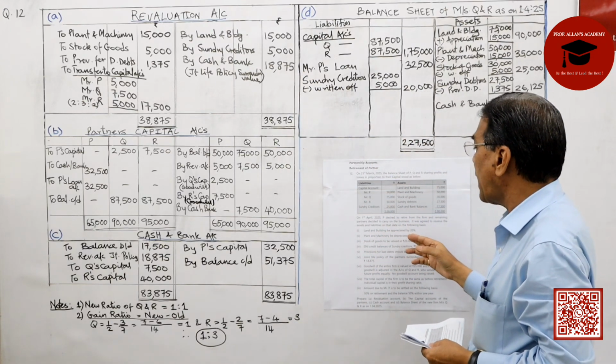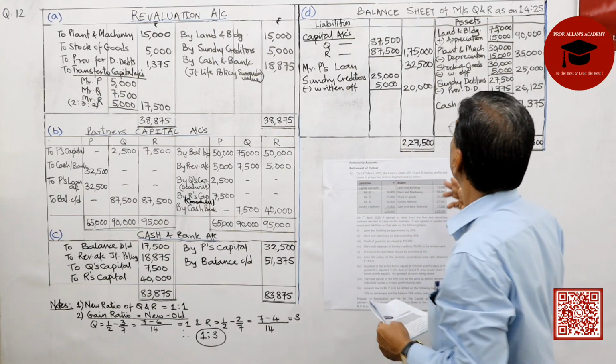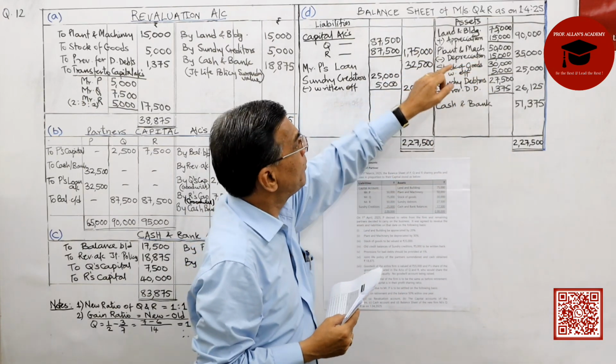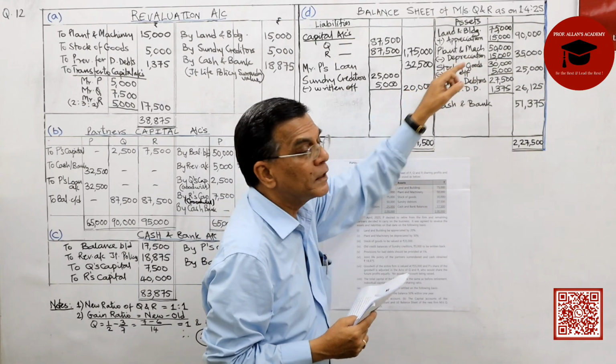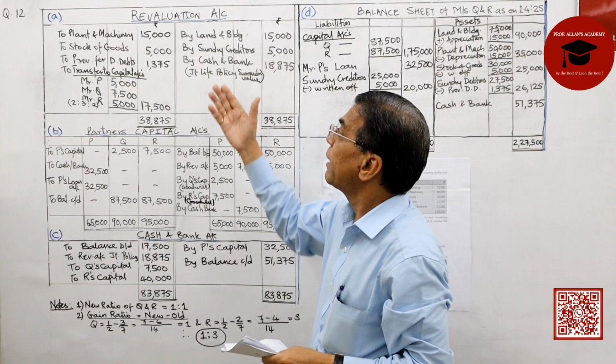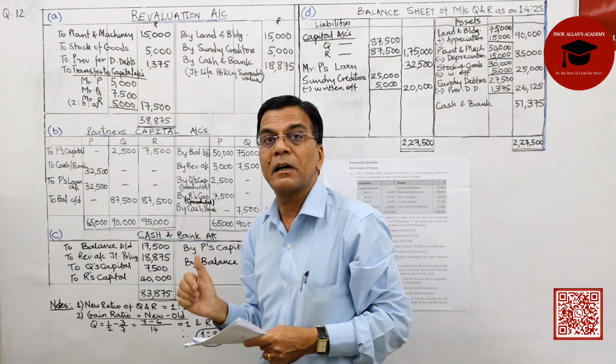The next item that we have is plant and machinery is depreciated by 30%. What is the value of plant and machinery? 50,000. A depreciation of 30% means 15,000. Now, if it's a depreciation, it means it will be a loss. Therefore, revaluation will get a debit to plant and machinery, 15,000.